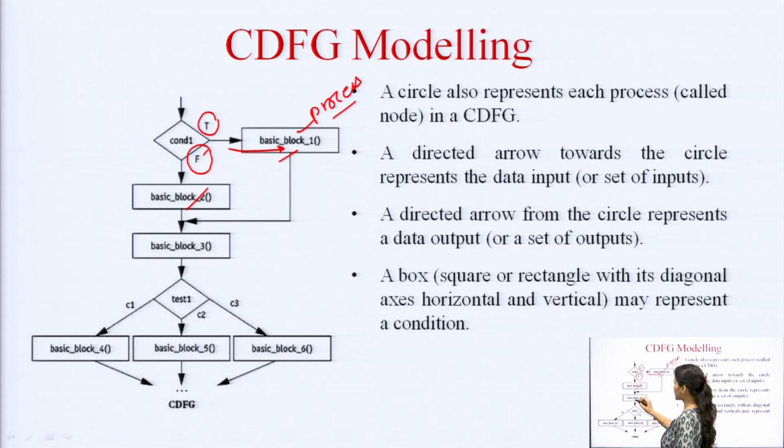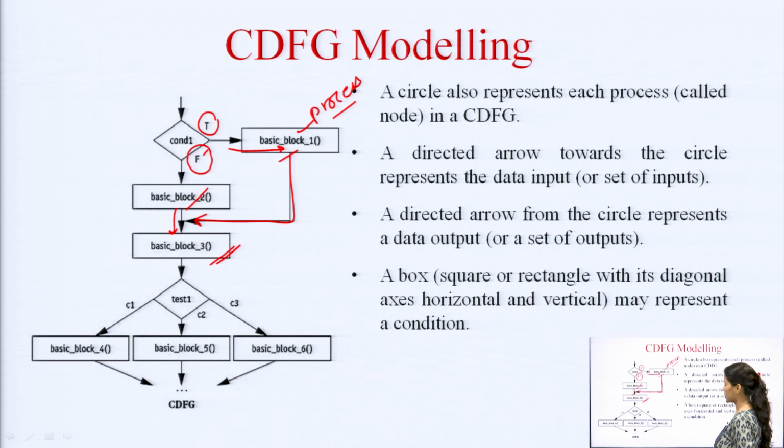Now, next is another process placed here. Ultimately, this figure is showing that whether the condition is false or true, both the paths go to this process. Yes, from here, here, and from here also, both the paths are going to the same process.